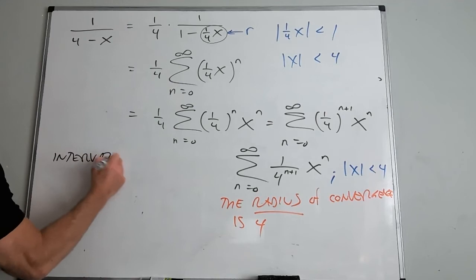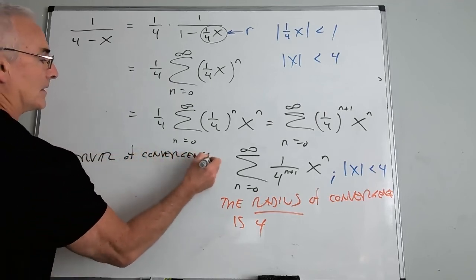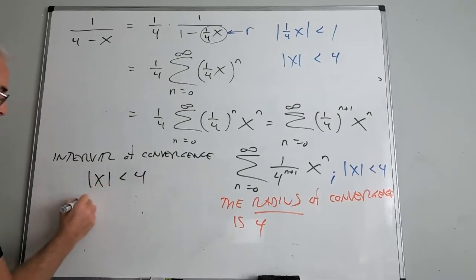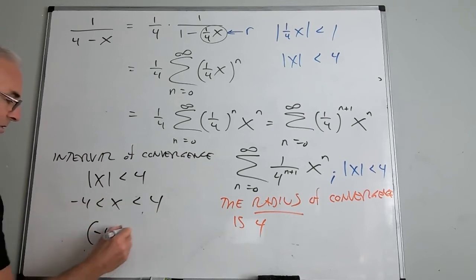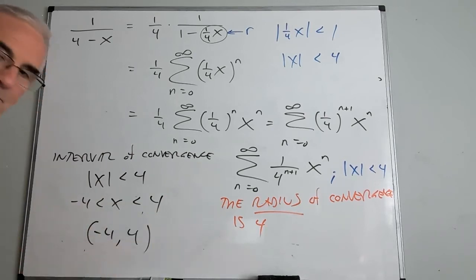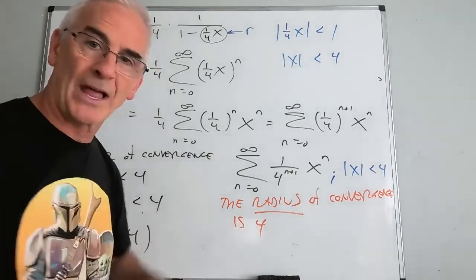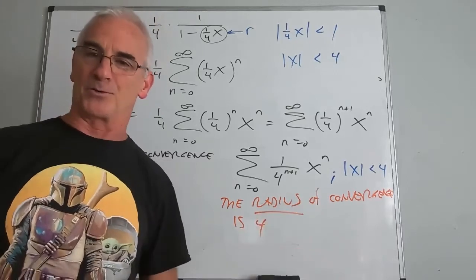slightly different. The interval of convergence, I'd start with this. I'd then write this. And so I'd say the interval of convergence is the interval from -4 to 4. This is the interval of convergence. This is the radius. You like radius better than interval because radius is just a number. I don't have to do any work.